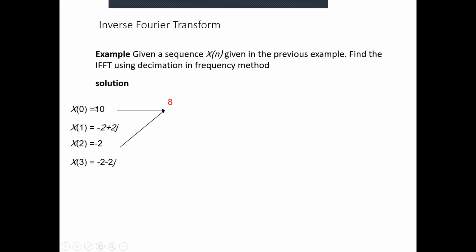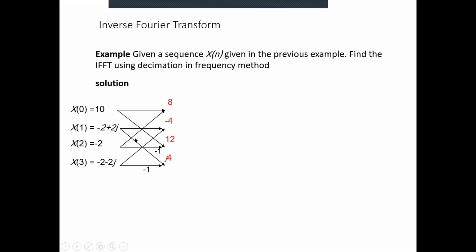Now we are going to perform the addition between x of 0 and x of 2, which is 10 plus minus 2 will be 8. And then 10 minus minus 2 will be 12. The same thing for x of 1 and x of 3. It will be minus 2 plus j2 plus minus 2 minus j2. As you can see, due to this addition, the j2 with minus j2 will be cancelled. The remaining will be minus 4.